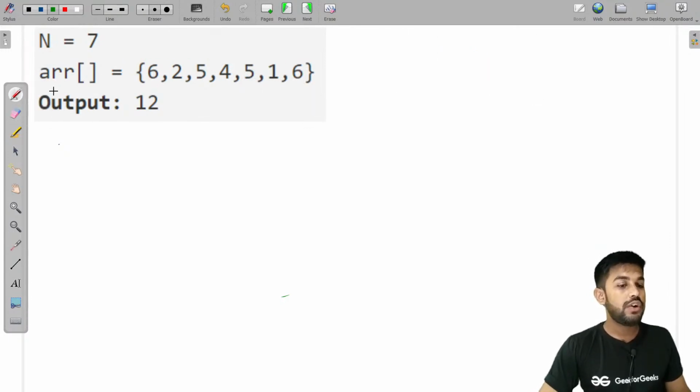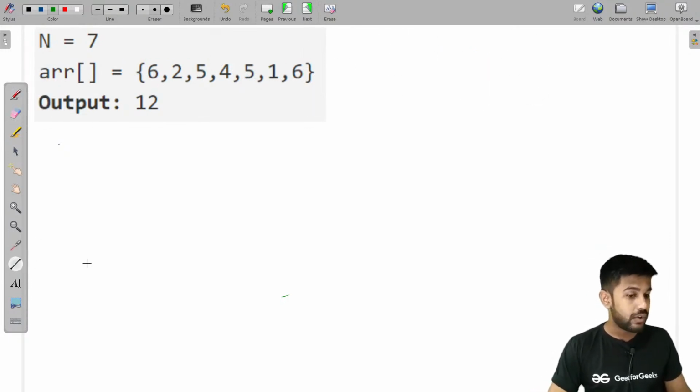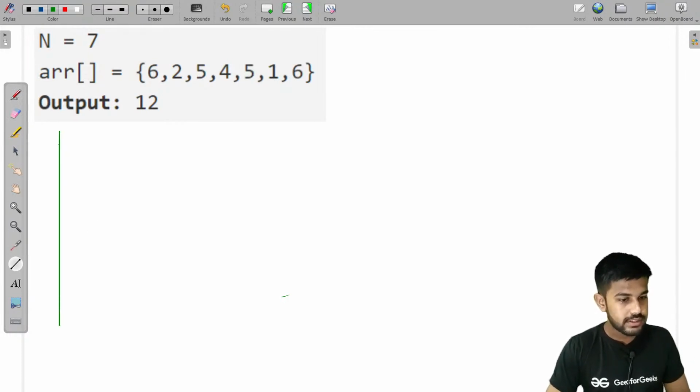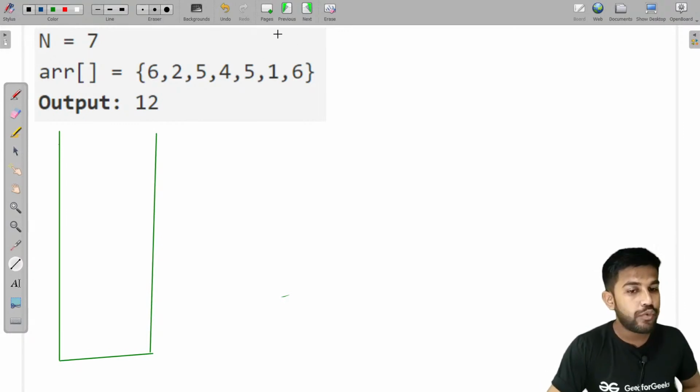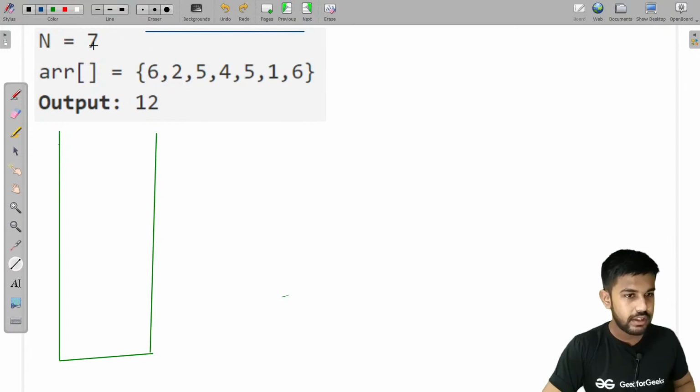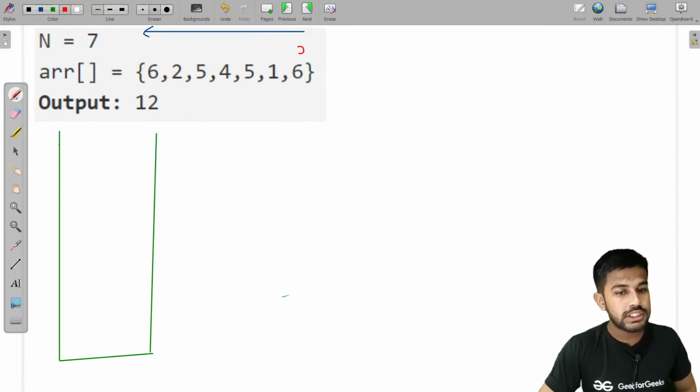Now let us talk about this idea only, initializing with -1 and 0 with this. On the left hand side, we would start moving from this side to this side. Now this is 0th index, this is 1, this is 2, this is 3, 4, 5 and 6.